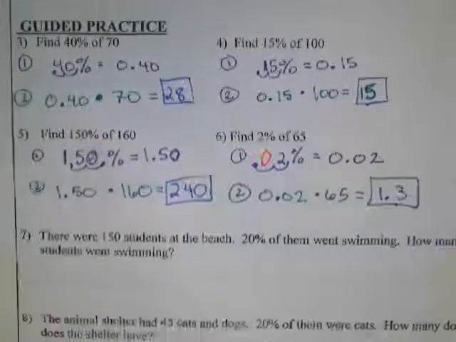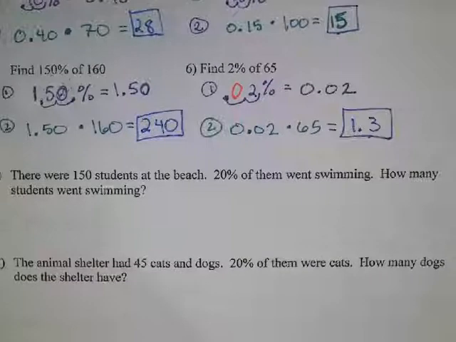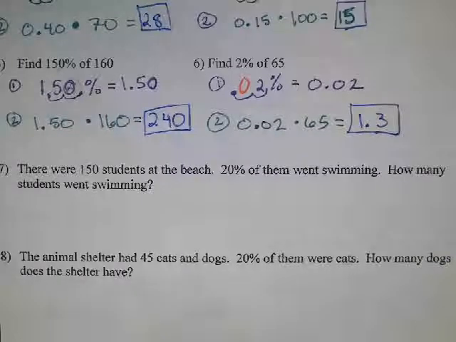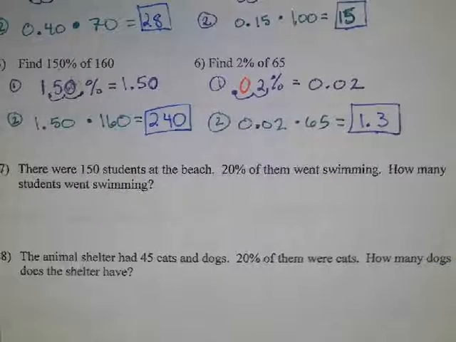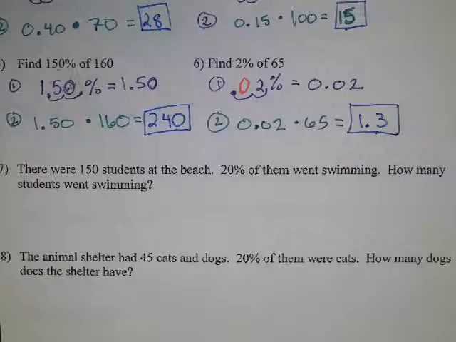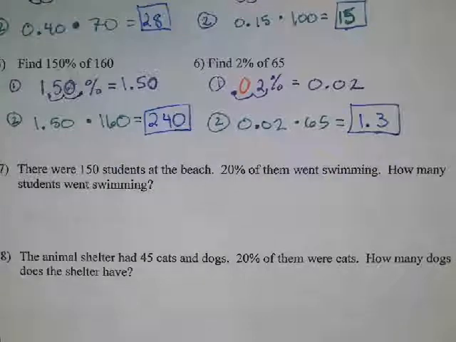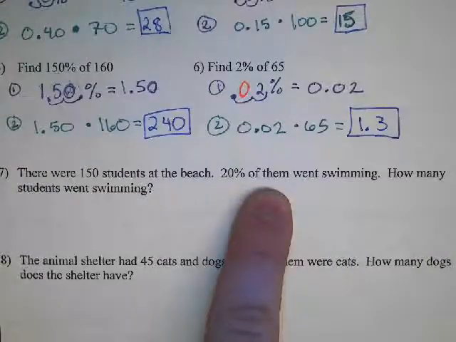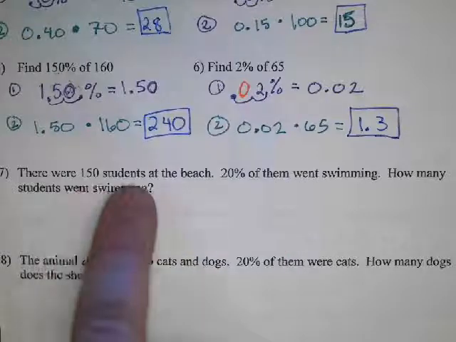Now let's look at a couple word problems, see if we can try these. We'll do one together, and then you'll try to do the other one on your own. There were 150 students at the beach. 20% of them went swimming. How many students went swimming? Well, we know that 20% of them went swimming. Well, who's the them referring to? The them is referring to the 150 students.